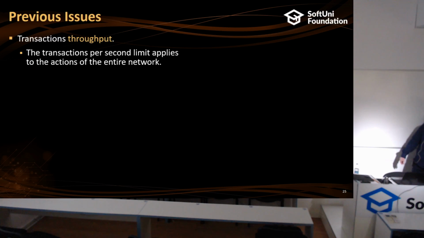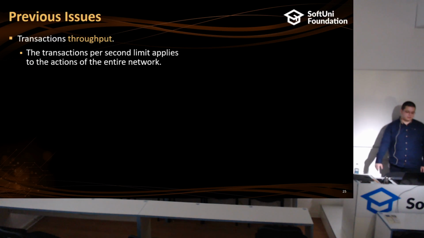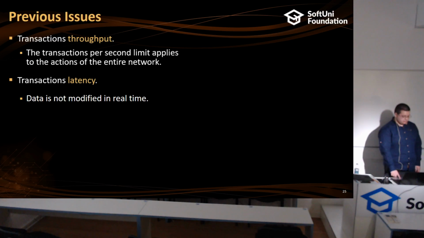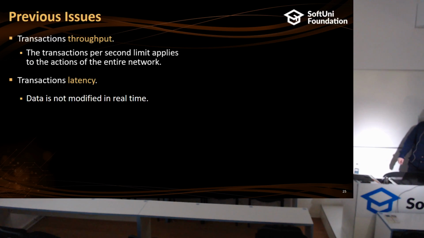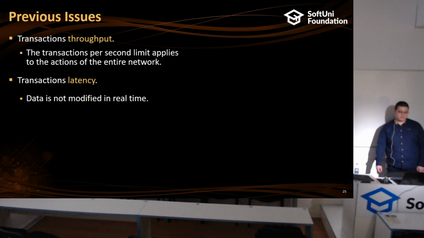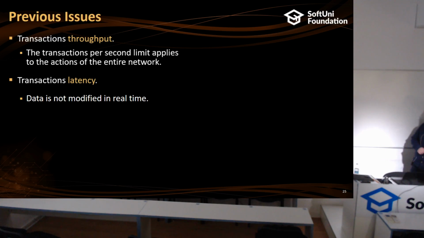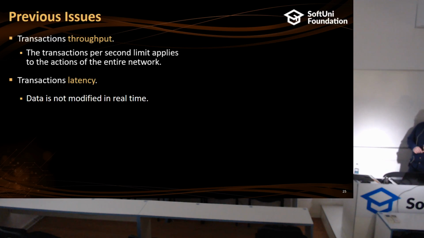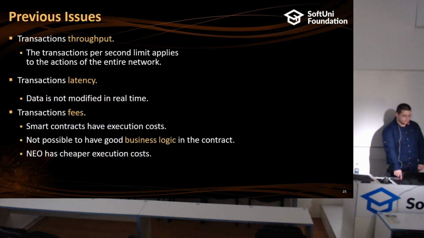And actually there are things being worked on to improve this, and there are solutions that are planned. So transaction latency here is an even bigger problem, as the data is not modified in real time. So you might run something like a decentralized auction, and the bidding can be very weird just because the transactions are not executed in real time.